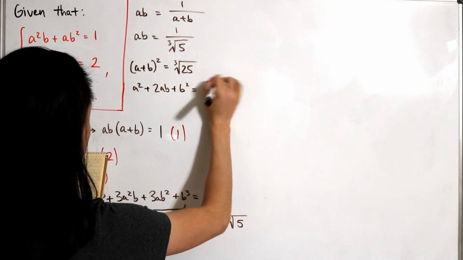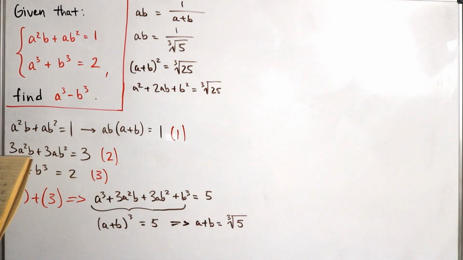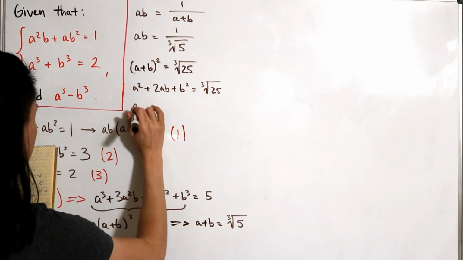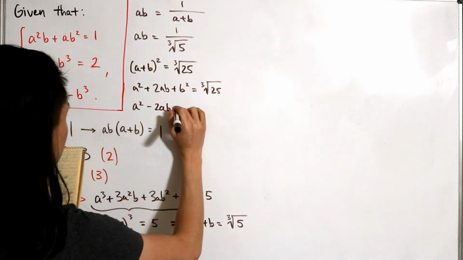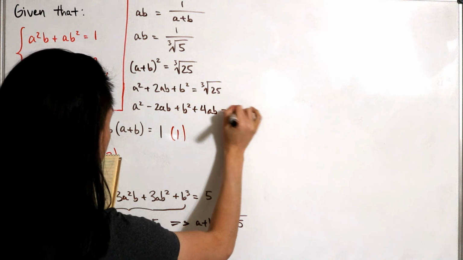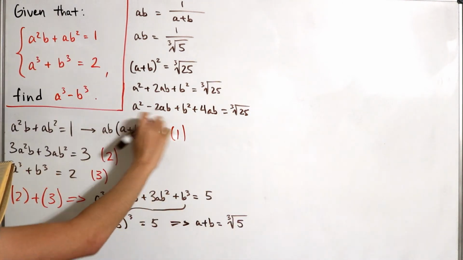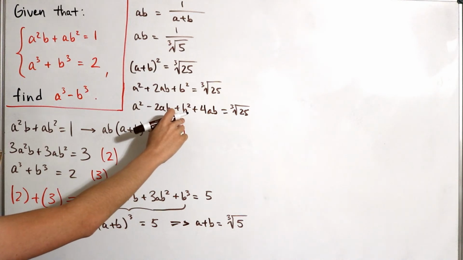Of course, that's still equal to 25, or the cube root of 25, right? Let's do a little bit more manipulation. Preserving this equality, I'm going to write it in this format. So we have a squared subtract 2ab plus b squared, and then add this with 4ab. This is still equal to the cube root of 25. You'll notice the first three terms can be rewritten.